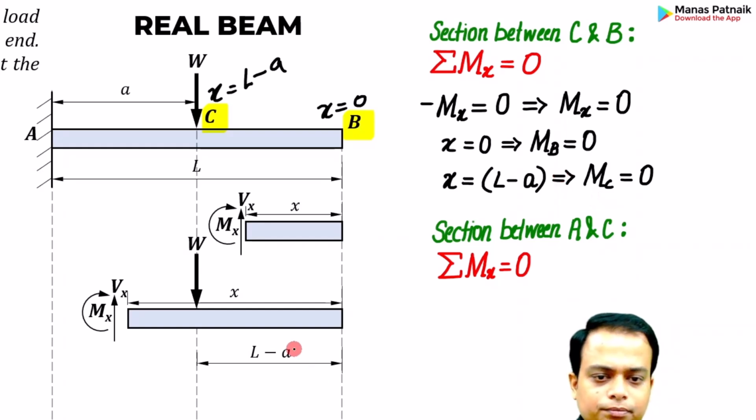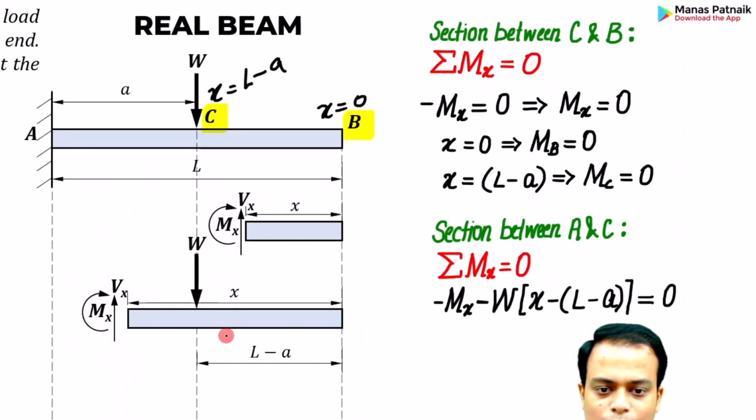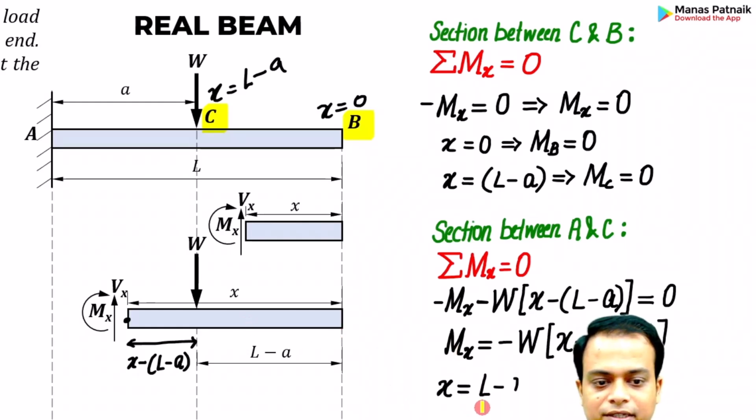Now, take a look. Here we have to encounter a load, W. So minus Mx minus W into this portion is going to be x minus L minus A. And here I've written it is going to have a clockwise effect at this section, therefore a negative sign. Mx is clockwise. This is the sign convention, by the way. So this is what you've got. And once you plug in the value of x as L minus A, you are going to find the bending moment at C. Let us see how much it is.